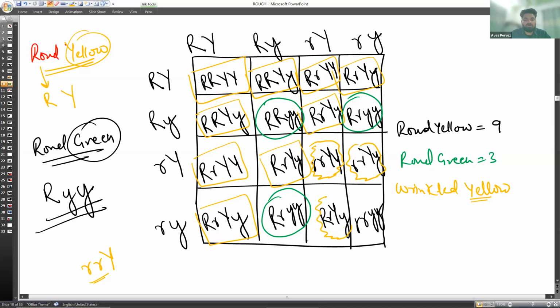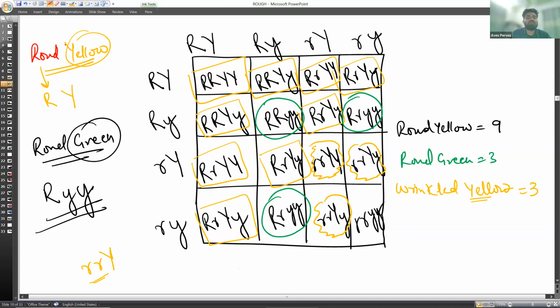Actually, I have written capital R here. This should be small r, because this is small r. Now you can check it and write it. This will be wrinkled yellow. So this will be 9. 3 will be the wrinkled yellow, and 1 will be the wrinkled green.